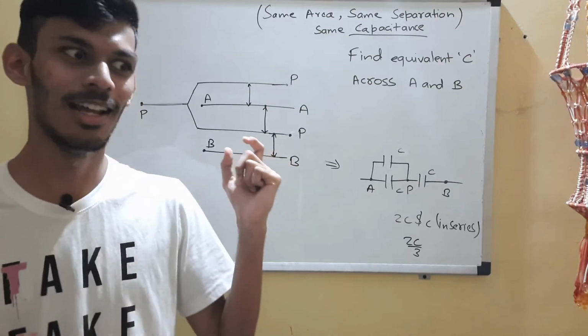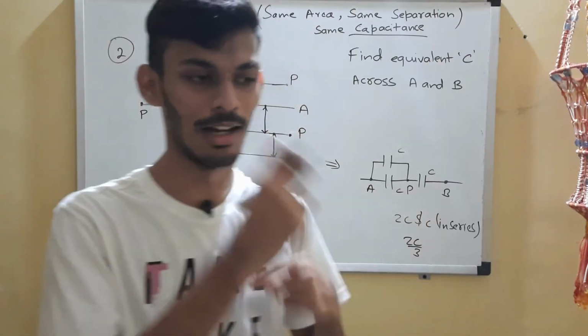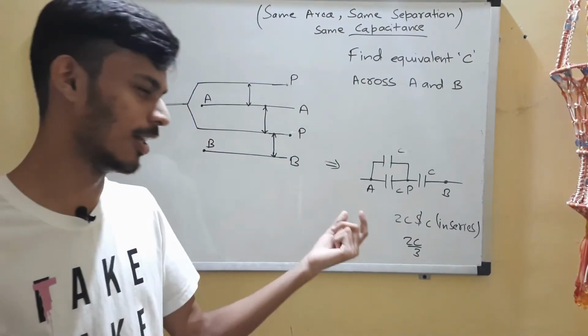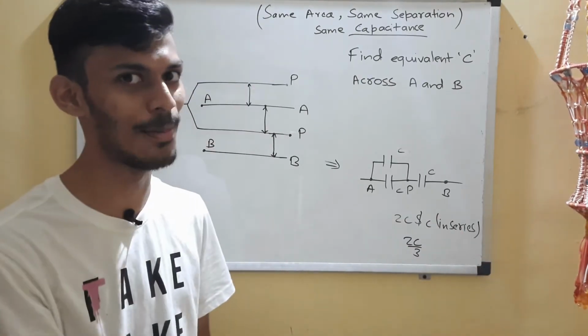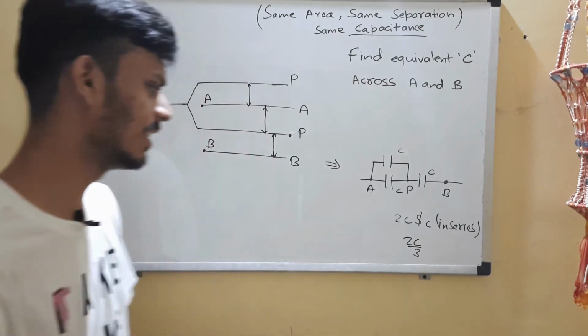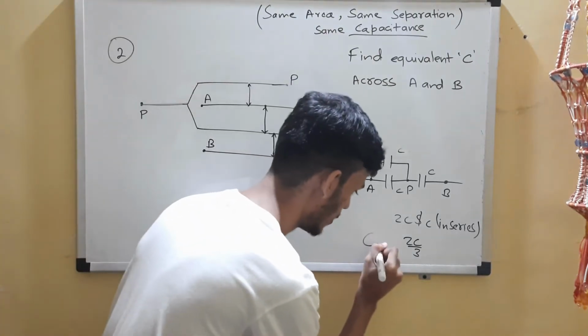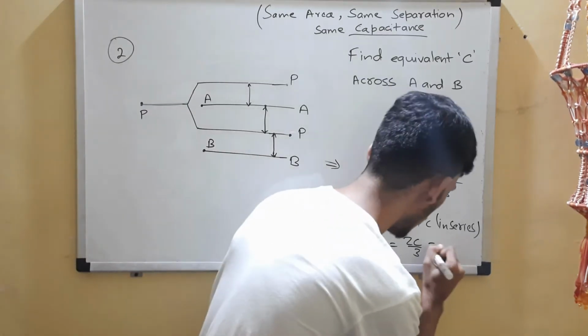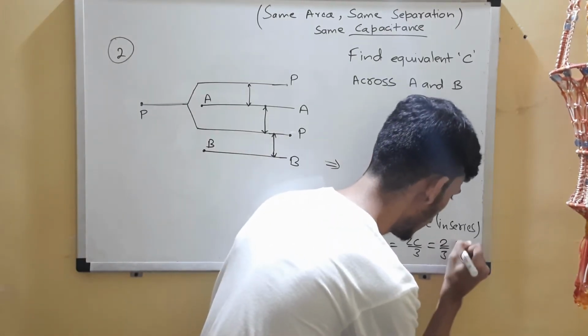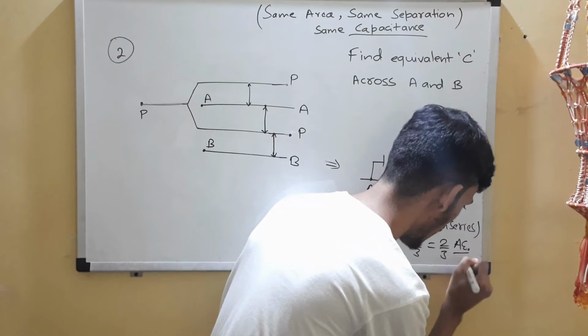You can also apply it to resistance. In case of parallel, 2R and R in parallel, you can use 2R by 3. That's just a general thing. So C equivalent is nothing but 2C by 3. Here you can also write it as 2 by 3 into A epsilon naught by D.